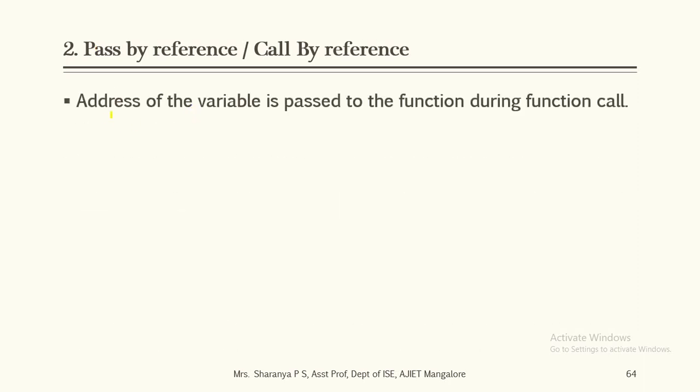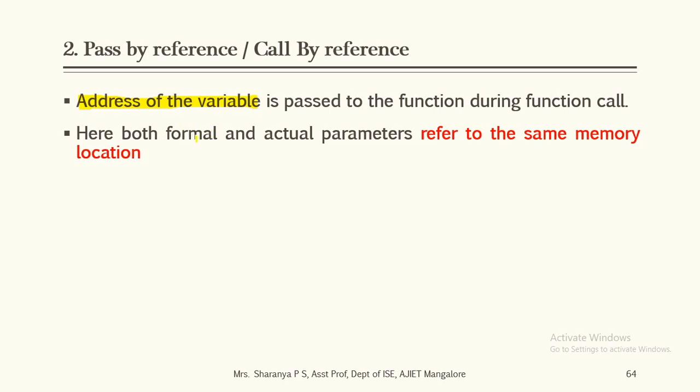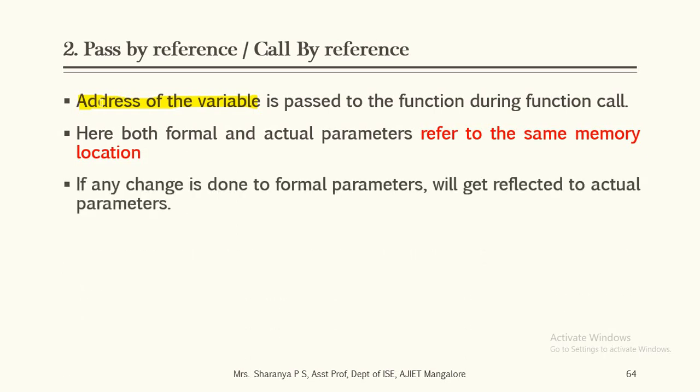Now let us try to understand what is pass by reference or call by reference. First thing, the address of the variable is passed to the function during the function call. Here, rather than passing the value, the address of the variable is passed. We'll try to understand it with an example later. Both formal and actual parameters refer to the same memory location. Here we cannot see two different memory locations.